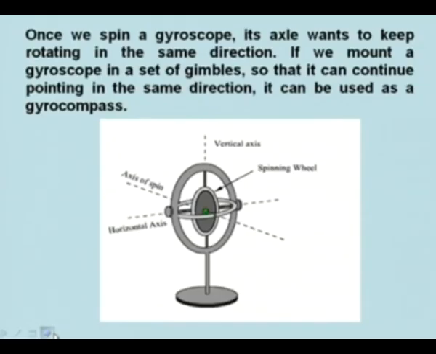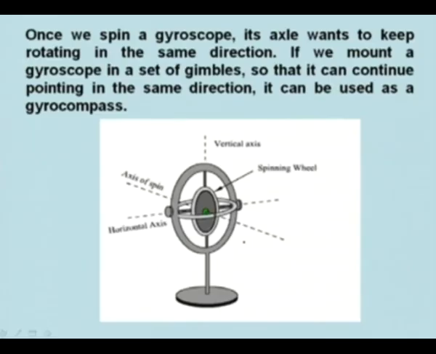Once we spin a gyroscope, its axle wants to keep pointing in the same direction. If we mount a gyroscope in a set of gimbals like this, so that it can continue pointing in the same direction, it can be used as a gyro compass. You have this type of arrangement, and this is the vertical axis. Suppose it can rotate about the vertical axis.